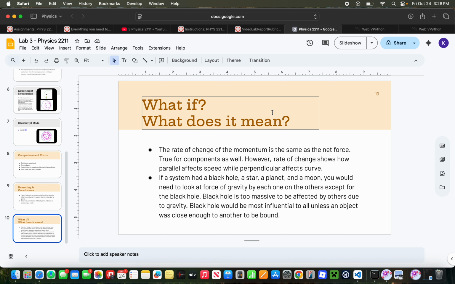And then if a system had a black hole, star, planet, and a moon, you would need to look at the force of gravity by each one on the others except for the black hole. The black hole is too massive to be affected by the others due to gravity, and so the black hole's influence on all the others would be much greater unless an object was close enough to be bound by one of the others. So the moon could be bound to the planet, or the ship could be bound to the moon, something like that.